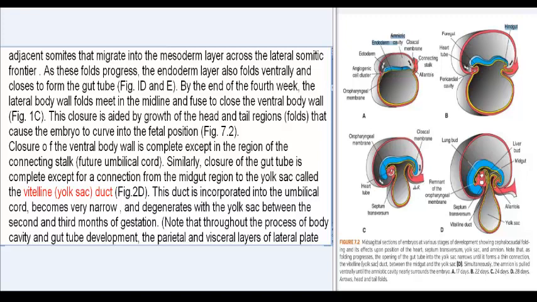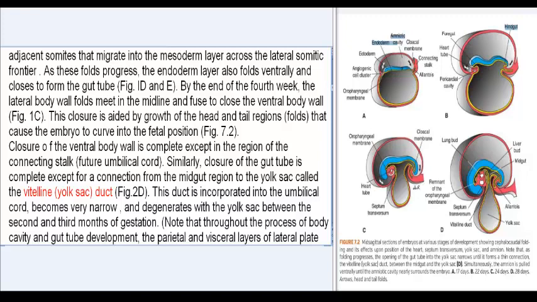1c. This closure is aided by growth of the head and tail regions, folds, that cause the embryo to curve into the fetal position, Fig. 7.2. Closure of the ventral body wall is complete except in the region of the connecting stalk, future umbilical cord. Similarly, closure of the gut tube is complete except for a connection from the midgut region to the yolk sac called the vitelline, yolk sac, duct, Fig. 2d. This duct is incorporated into the umbilical cord, becomes very narrow, and degenerates with the yolk sac between the 2nd and 3rd months of gestation.